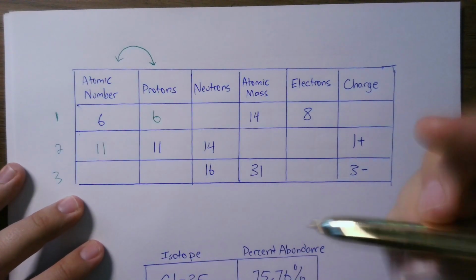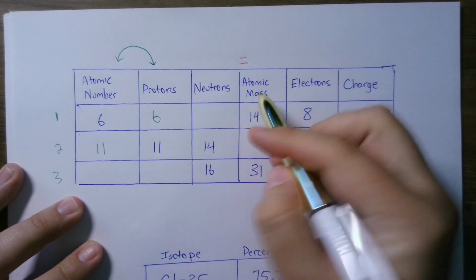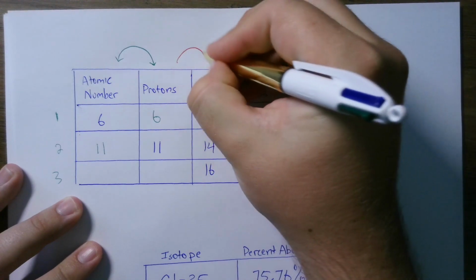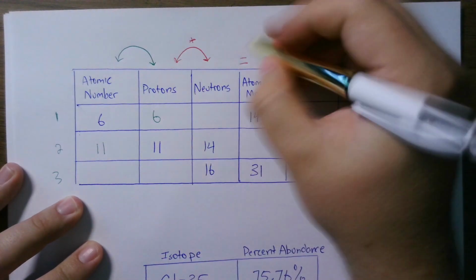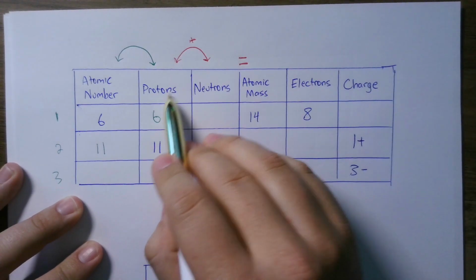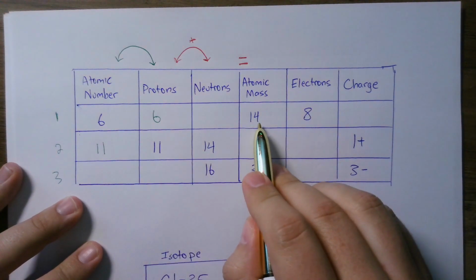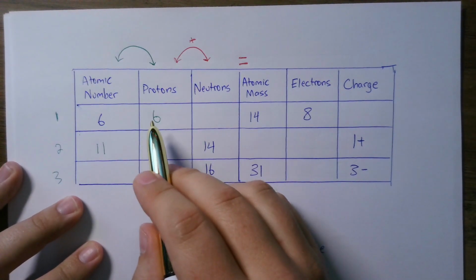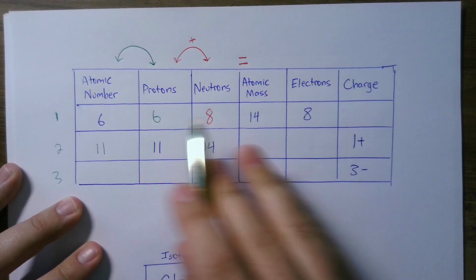The second thing that's related, atomic mass. Atomic mass is just protons and neutrons added together. Right? So it's your number of protons plus neutrons equals atomic mass. Meaning in this example, we know the mass is 14, and we know how many protons we have. Therefore, we can figure out we have 8 neutrons. 6 plus 8 gives you 14.